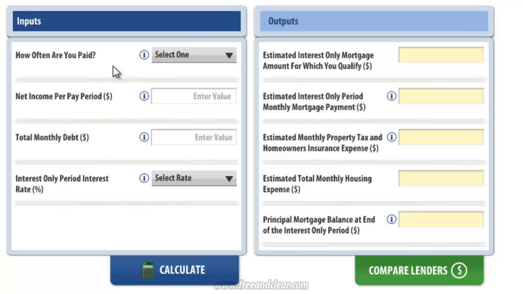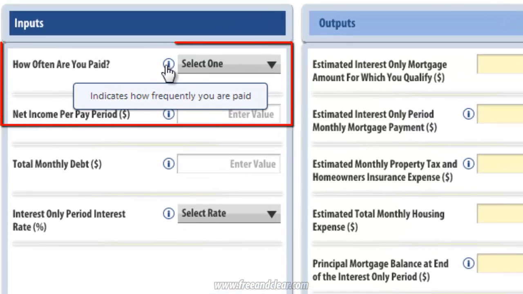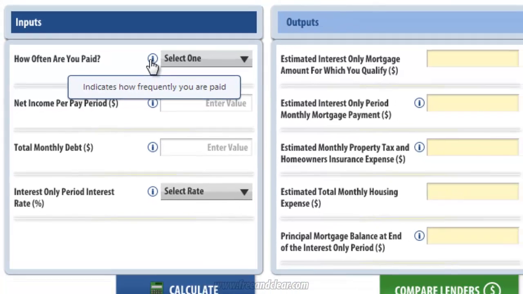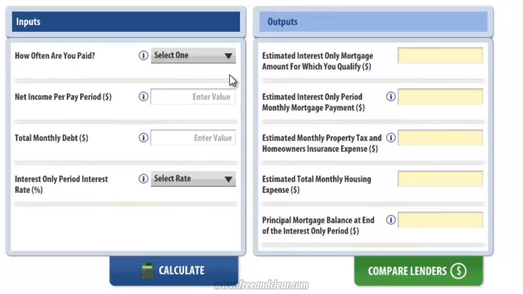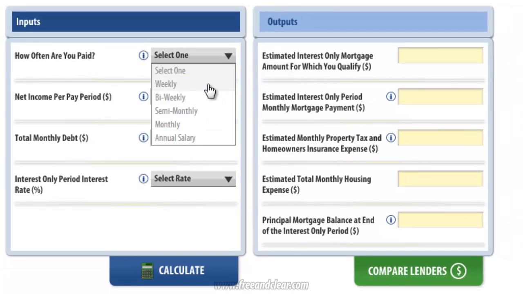It's important to highlight that if you ever have a question about an input, you can hover your cursor over the icon to the left of any input rectangle, and it reveals a brief description of the input and the information required. The first input is how often are you paid. If you click on the drop-down menu, it reveals a range of options from weekly to annual salary, including bi-weekly if you're paid every 2 weeks, and semi-monthly if you're paid twice a month. I'm going to select monthly.